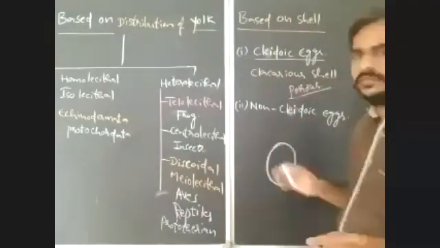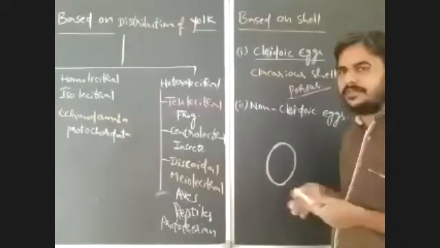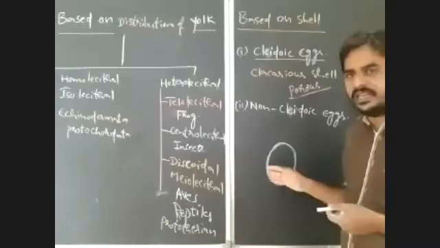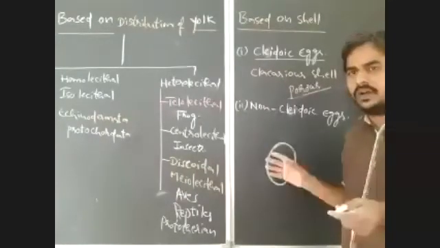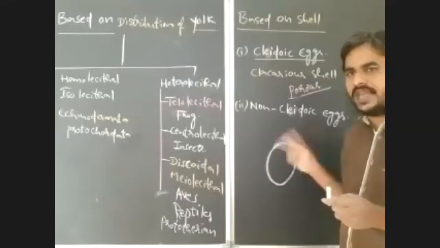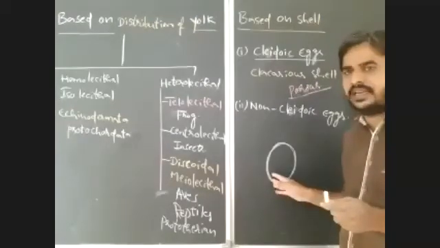Okay. So here there are two important uses of this calcareous shell. One is that it avoids the breakdown of the egg at the time of laying, and the second is that it prevents the evaporation of moisture present in the egg by the sunlight.